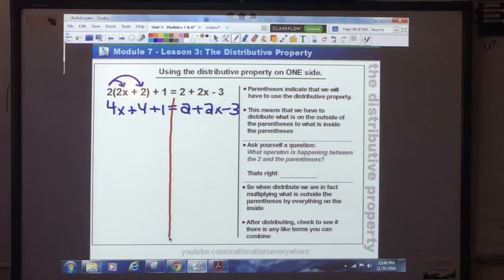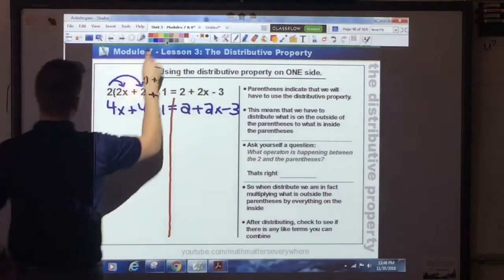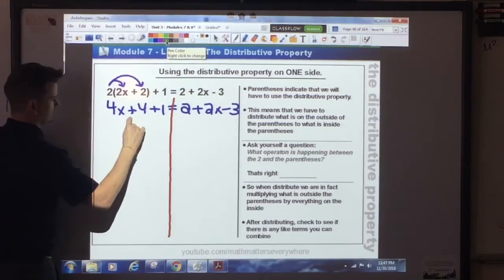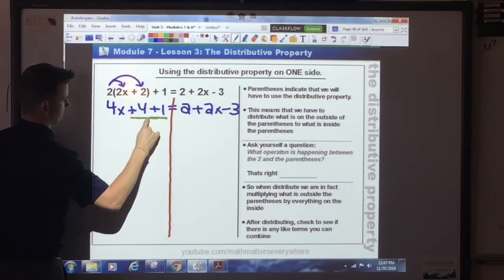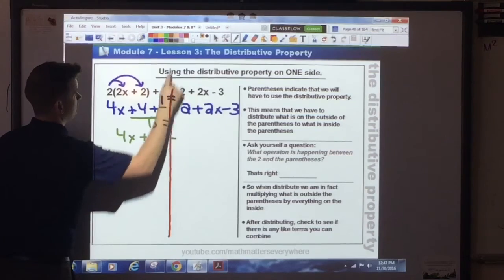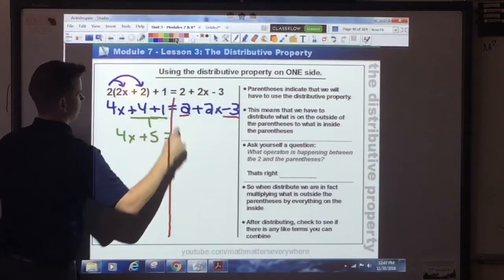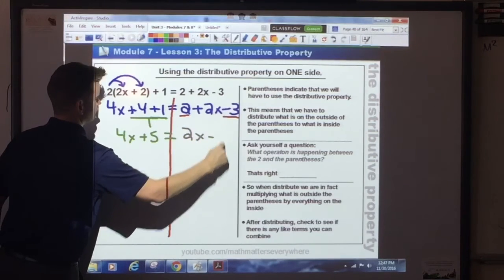On the left side, Andrea, what 2 terms can I combine? Positive 4 and the positive 1. Daniele, on the right side, what 2 terms can I combine? 2 and negative 3. So when I do all this combining, I'll combine these 2 right here. That's going to give me 4x plus 5. And on the other side, I combine the 2 with the negative 3. That is going to give me 2x minus 1.